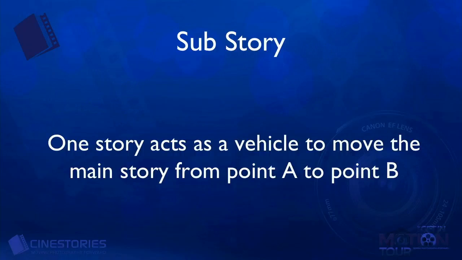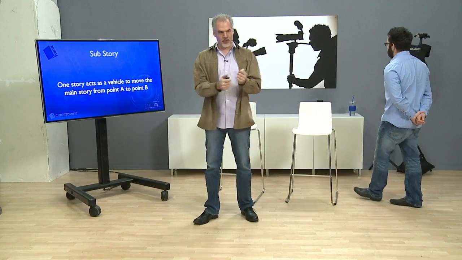Let's talk about the sub-story. We like to call this the vehicle technique, because it's kind of two stories in one, but the secondary story acts as a vehicle to move the main story from point A to point B. Everything you're going to see in here has been contained in the others, but we're going to arrange things in such a way that the sub-story, the card, will end up moving the story forward to understand what happens with the overall climax. So let's watch this, and we'll talk about it.